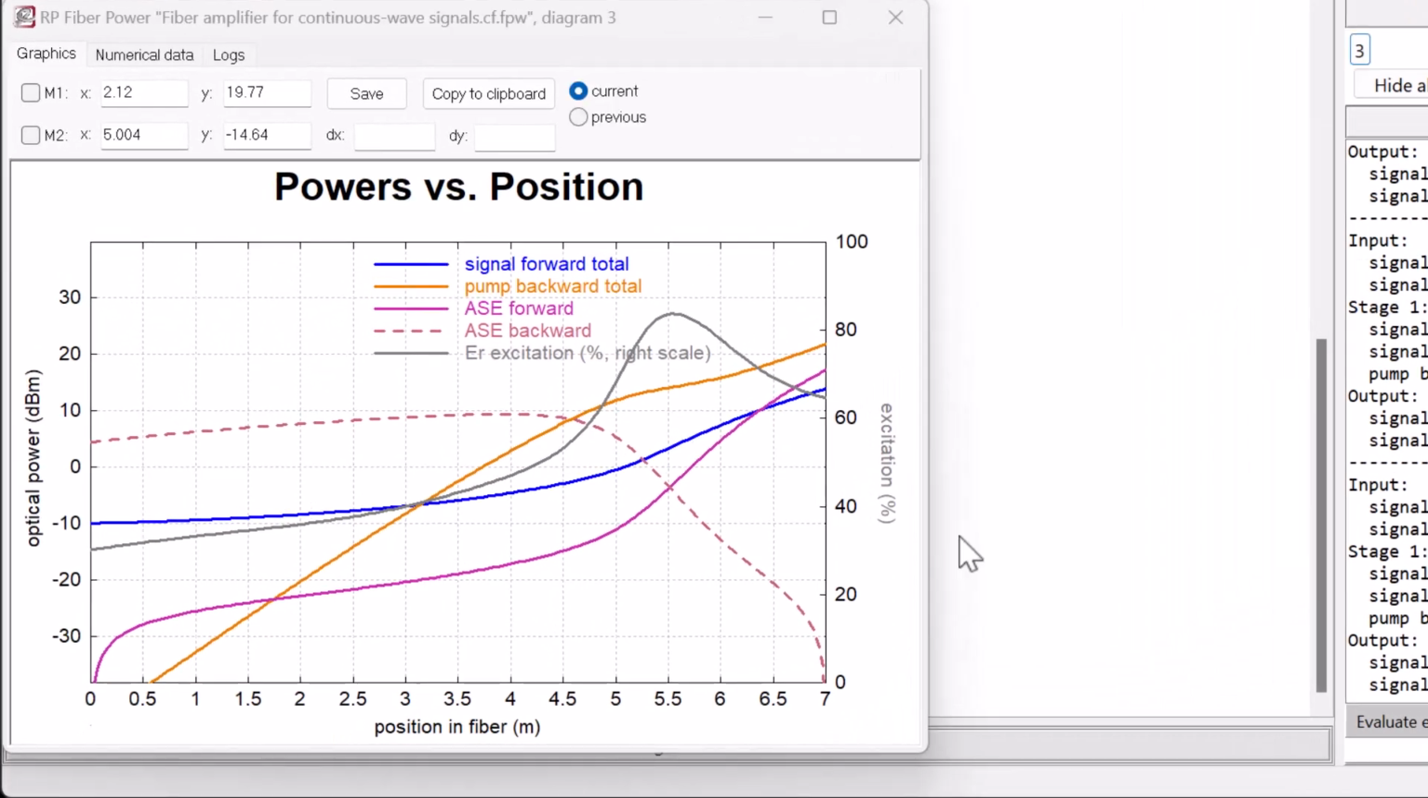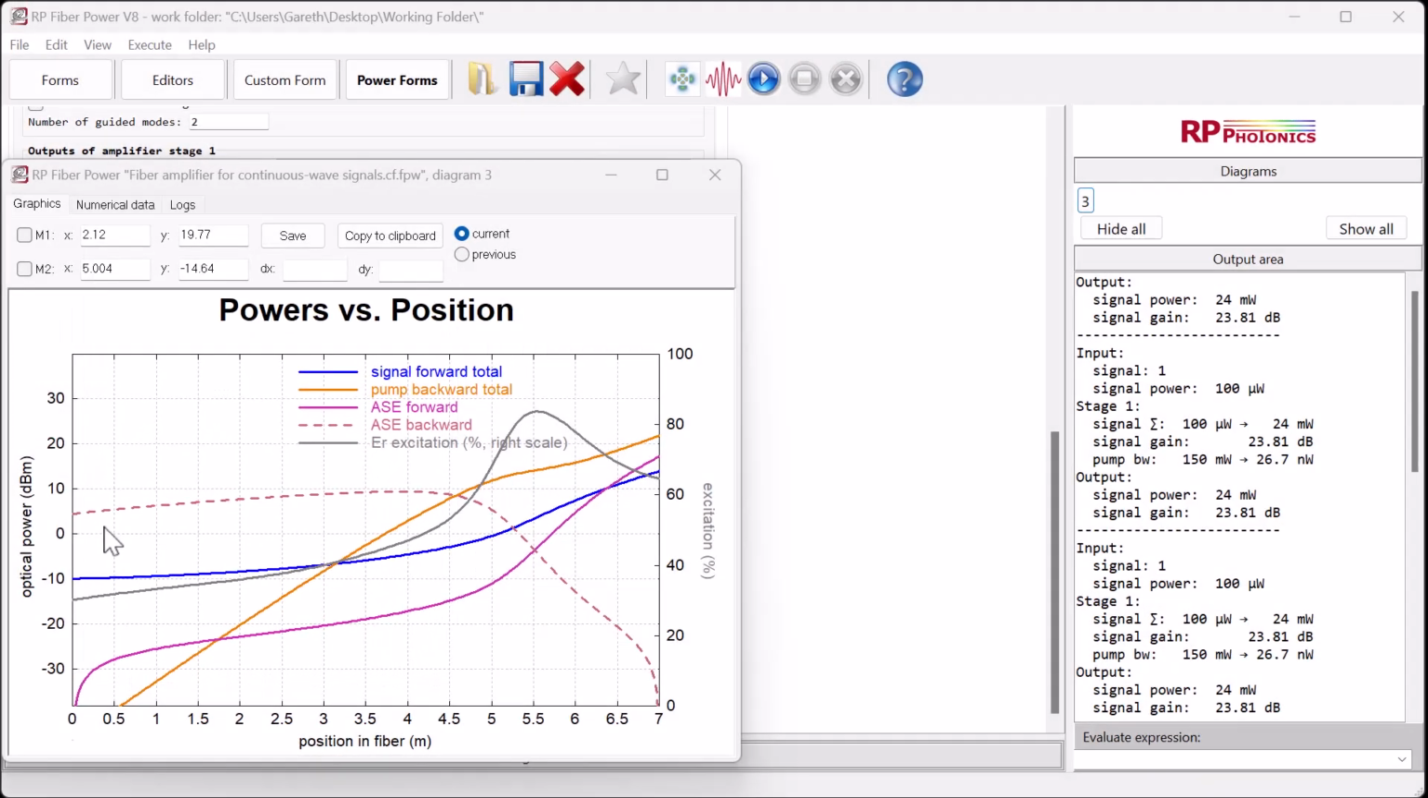Although the pump power is already largely absorbed by the middle of the fiber, there is still substantial erbium excitation and significant amplification in the left half. But why? The reason is that the backward ASE is reabsorbed and acts as pump light on the left-hand side for the longer wavelength signal, providing extra signal gain in the longer fiber.